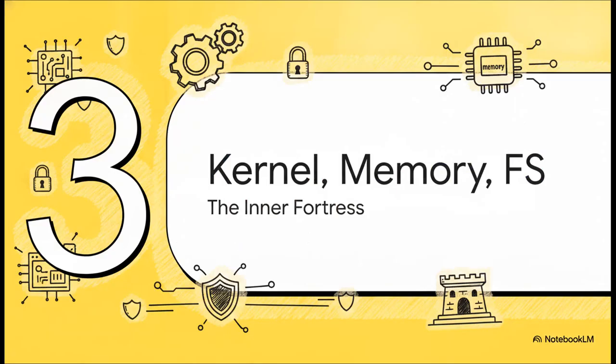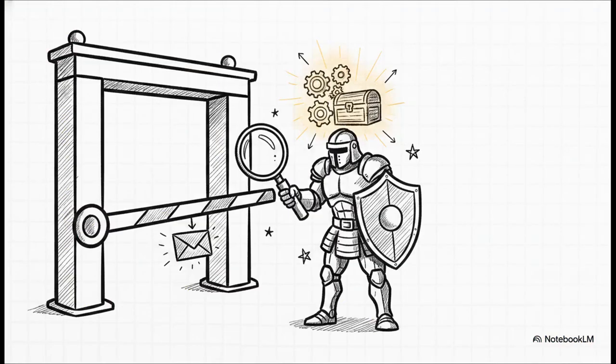Section 3. Kernel, memory, and file system, the inner fortress. Now we are entering the true security core. This is where the most sophisticated attacks happen, and frankly, it's where Linux fights back the hardest. Layer 5 focuses on kernel security. Whenever an application wants to do something, say open a file or open a network port, it has to make a system call. Well, this layer intercepts those system calls before they ever even touch kernel objects.